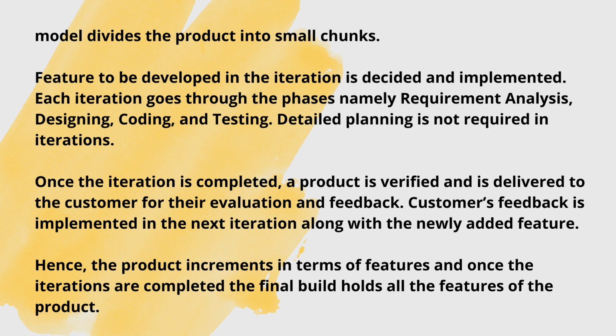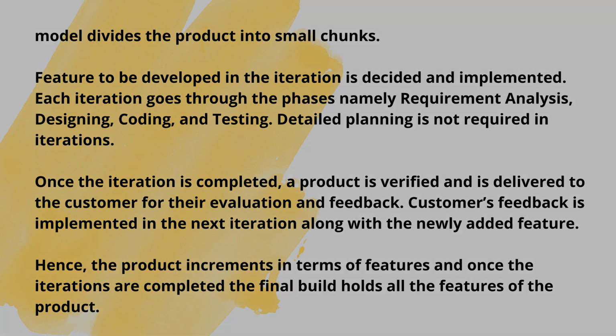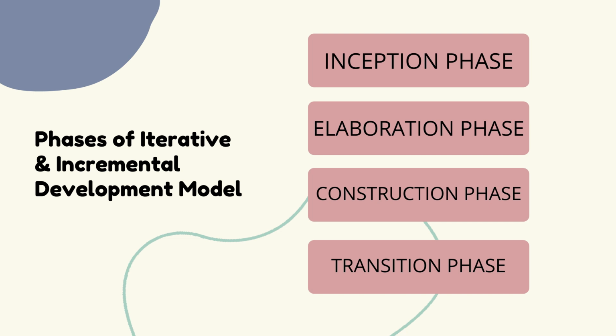Once the iteration is completed, a product is verified and is delivered to the customer for their evaluation and feedback. Customers' feedback is implemented in the next iteration along with the newly added feature. Hence, the product increments in terms of features, and once the iterations are completed, the final build holds all the features of the product. The iterative and incremental development model has 4 phases. First, the inception phase, then the elaboration, next the construction, and the last is the transition phase.